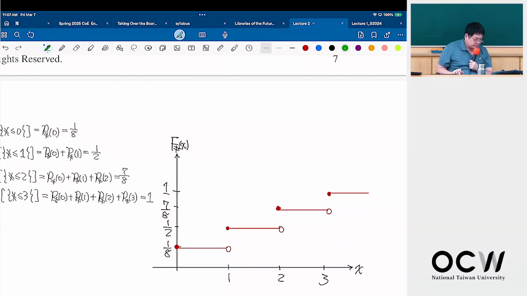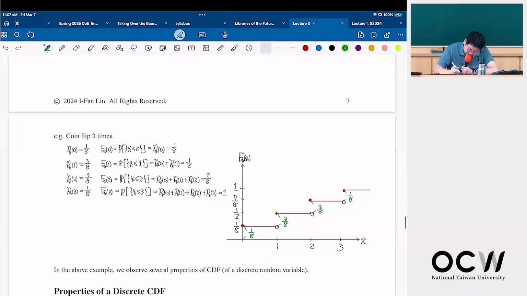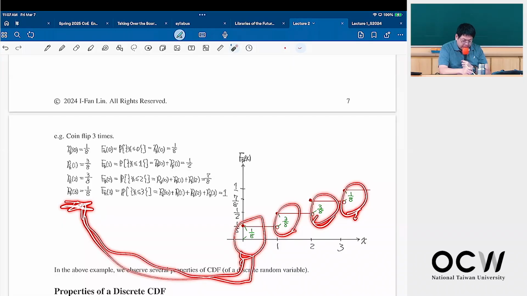And you can observe that for this chart of the CDF, here I have a gap. For those gaps, here is 1/8, and here is 3/8, and here is 3/8, and also this is 1/8. You can see that this gap, the green color, is your PMF. We will also see this when we talk about continuous random variables. Okay.